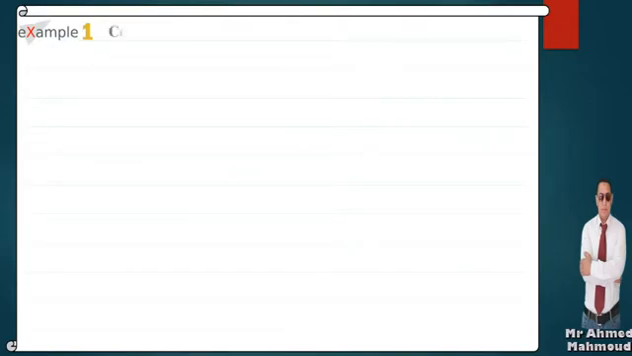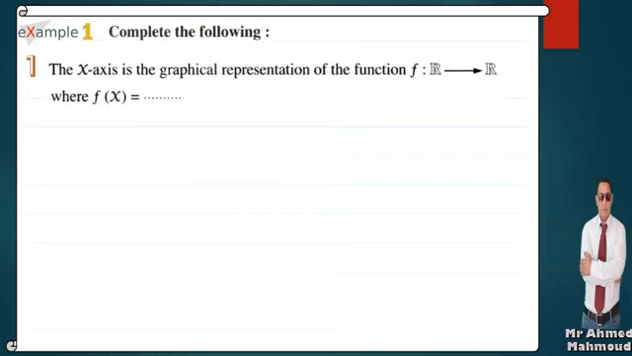Example 1, complete the following. The x-axis is a graphical representation of the function f from R to R. Here R is the domain, and here R is the co-domain. Then, as we saw in the last example, f of x equals 0. This is the rule of f of x. Okay, the next one, f of x equals -3.